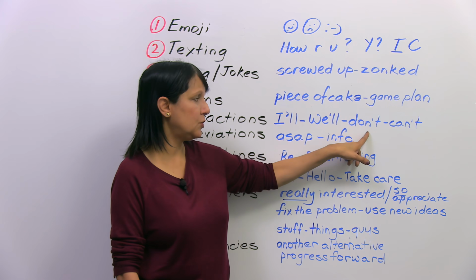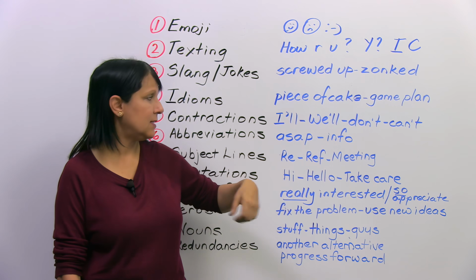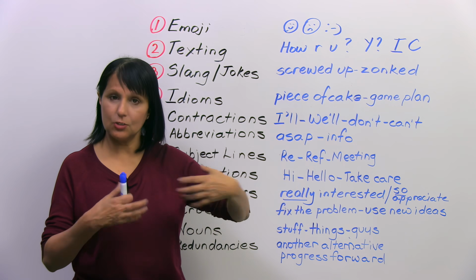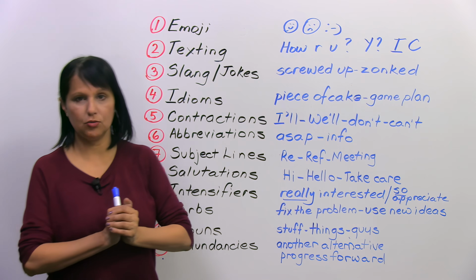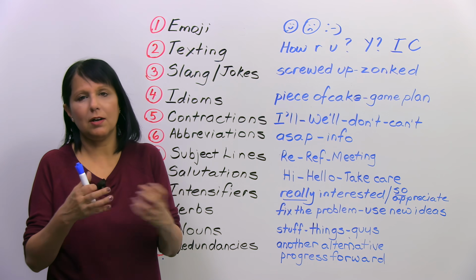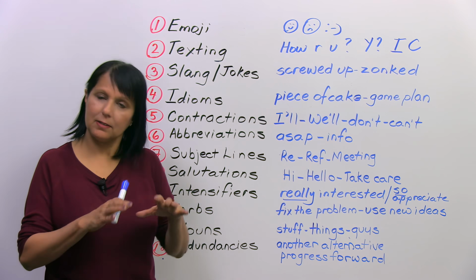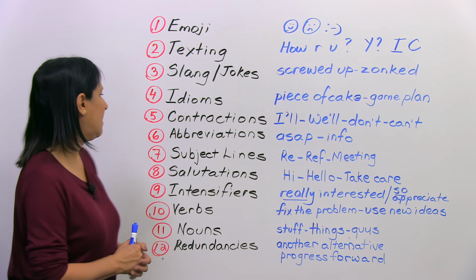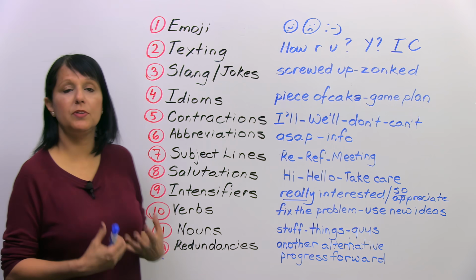Okay? Instead of don't, say do not. Instead of can't, say cannot, and so on. Okay? So avoid the contractions. Don't make it sound unnaturally formal, but keep it formal. Okay? All right, next, avoid abbreviations.